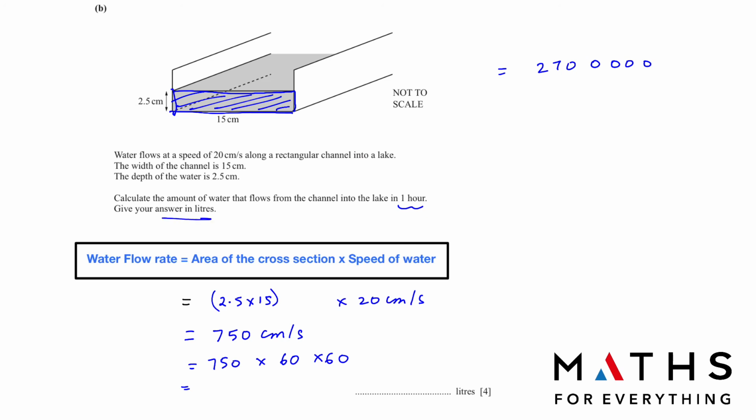Now we want to change the answer to liters. When you want to change to liters, remember, you divide by 1000. And that will give us 2,700 liters. So you needed to know this formula. You need to know how to change the hour to minutes and into seconds. You multiply by 60 and 60. And whatever you have and you want to change it to liters, you divide by 1000.